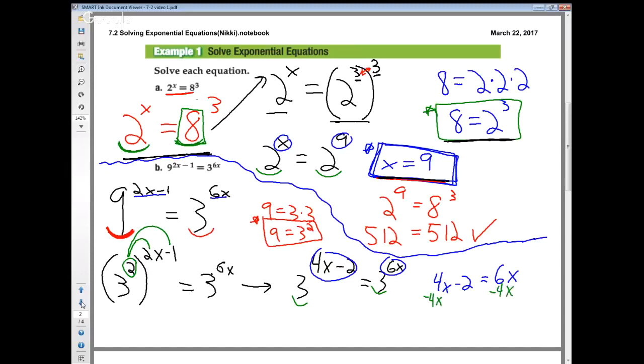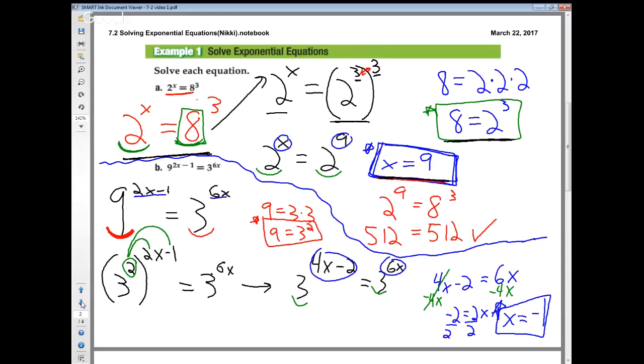So then the 4x and the negative 4x cancel on this side. And then we'll still have a minus 2 on this side. And 6x minus 4x is equal to 2x. And then, just to get the x alone, all you need to do is divide by 2. And from there, you get x equal to negative 1. And voila, you have your final answer. x is equal to negative 1.